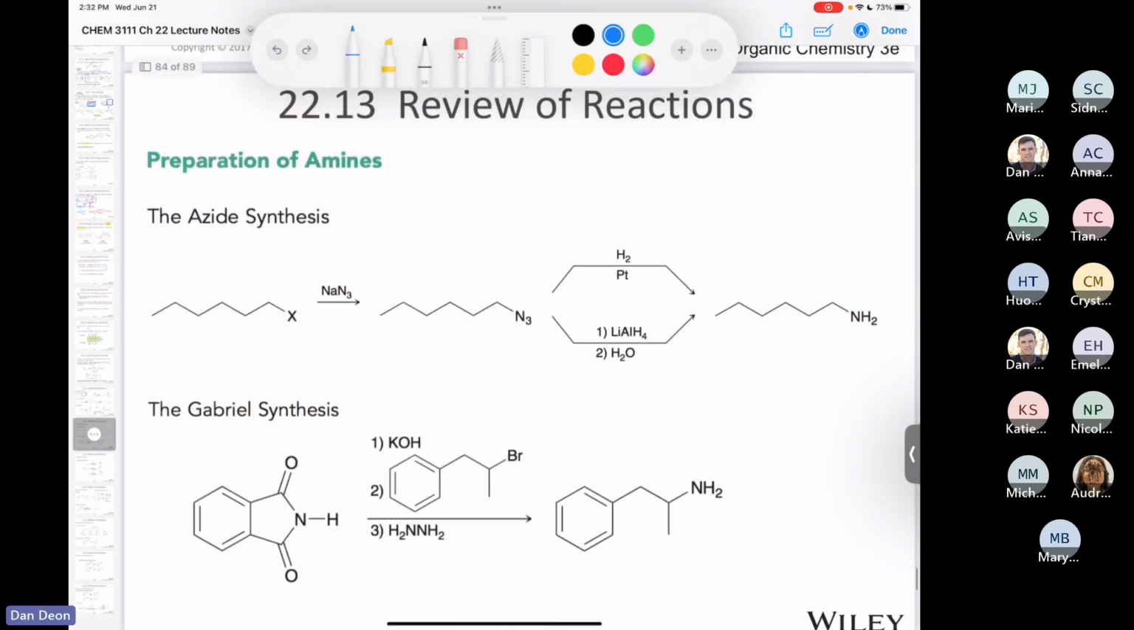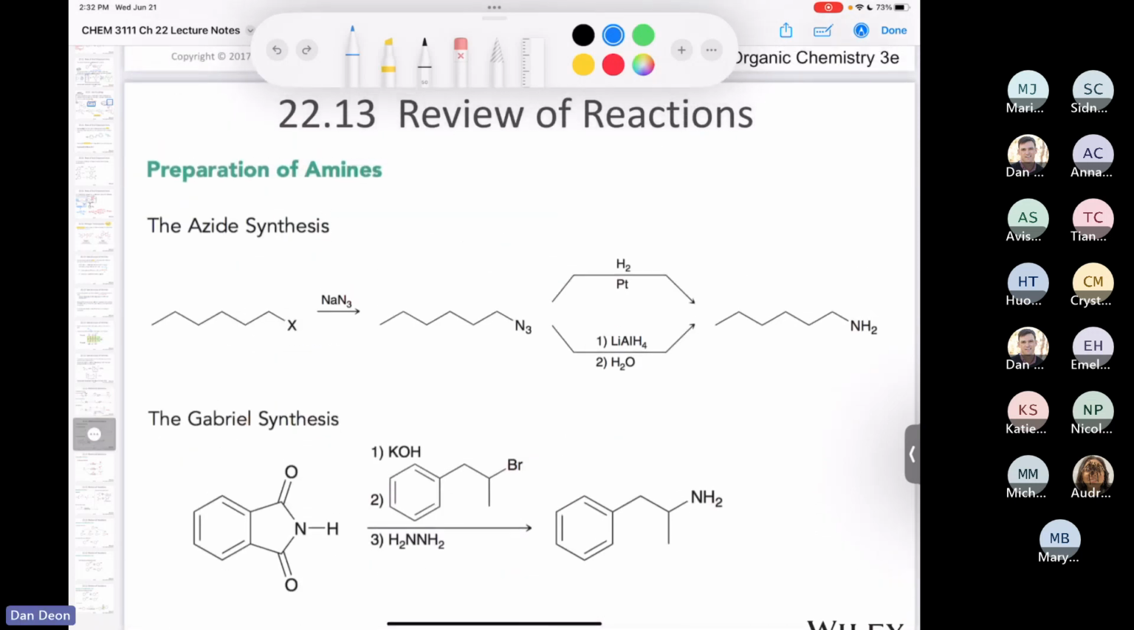After that, we talked about azide synthesis. So we said you can take sodium azide, and we went over the Lewis structure of azide, which looks like this. So we went over the whole Lewis structure of azide and talked about how azide is a nucleophile. So you get nucleophilic attack, loss of leaving group, then you form an alkyl azide, and you could reduce that via hydrogenation or lithium aluminum hydride reduction.